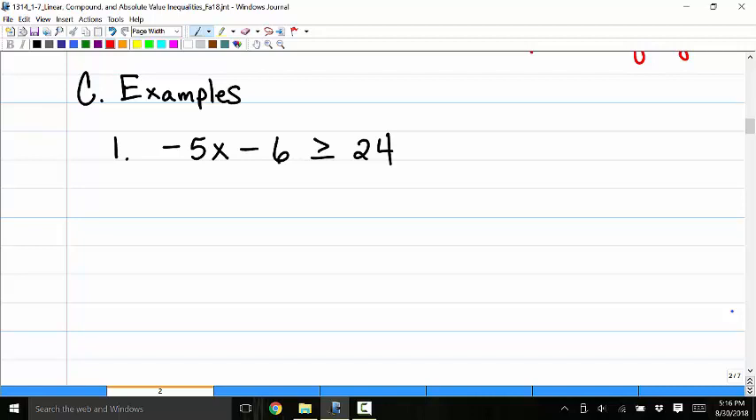Let's go do an example. -5x minus 6 greater than or equal to 24. My goal is to get x by itself on the left. To do that, I need to add 6 to both sides first. I'll have -5x is greater than or equal to 30. Now divide both sides by -5.